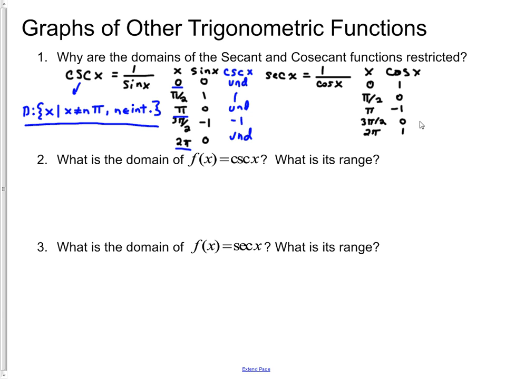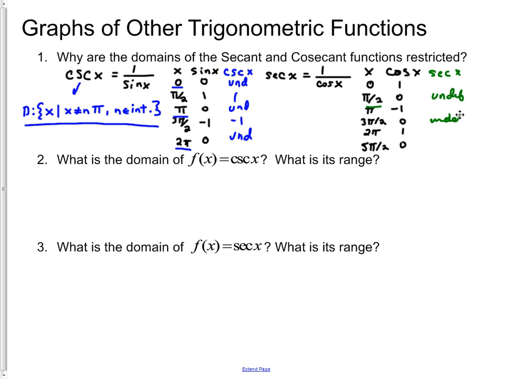And then the next 0 for cosine occurs at 5 pi over 2. Now, that's sort of interesting, 5 pi over 2. We see that if we look at our secant function, our secant function is undefined at pi over 2.